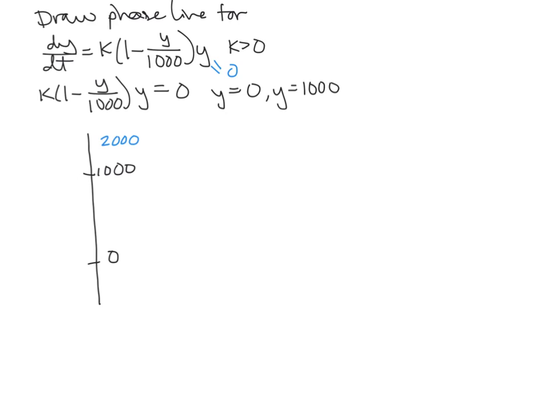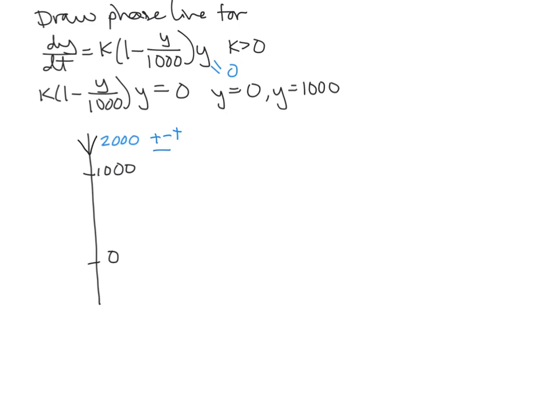So what I would do is say, all right, well, k is positive. 1 minus 2,000 over 1,000. 2,000 over 1,000 is 2. 1 minus 2 is negative. And y is 2,000, so that's positive. And a positive times a negative is negative. And that would make the function decreasing there.